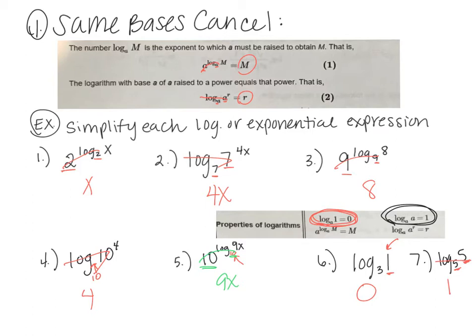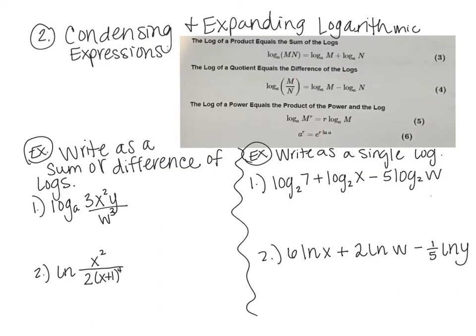So again, we want to memorize those properties of same bases cancel. All right, so our next set of properties are used to condense and expand logs. Now, these are individually pretty simple, but when you put multiple things together, you've got to really think about what's happening.